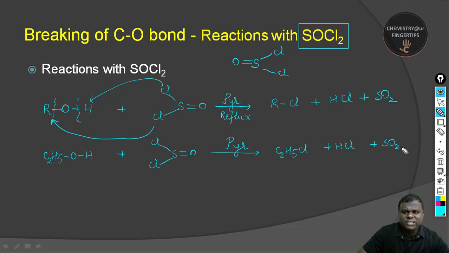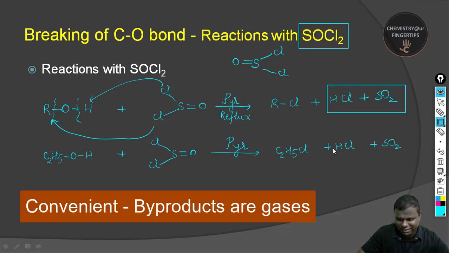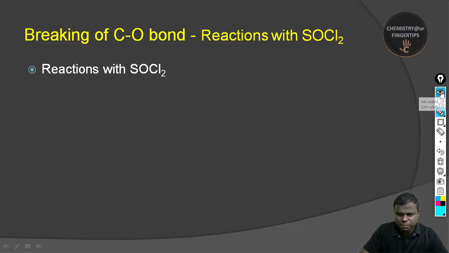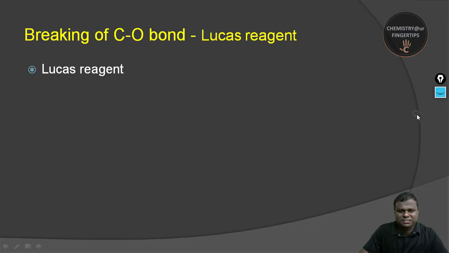Now this reaction is very convenient because the byproducts हमको मिलते हैं, right? These byproducts they are gases. Okay, so ये byproducts gases होने के वजह से separation के लिए difficulty नहीं होता. Okay, so this is basically the reaction with thionyl chloride. Okay, very simple this is.